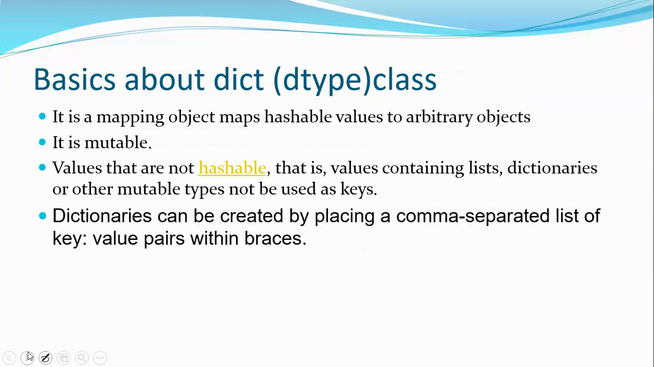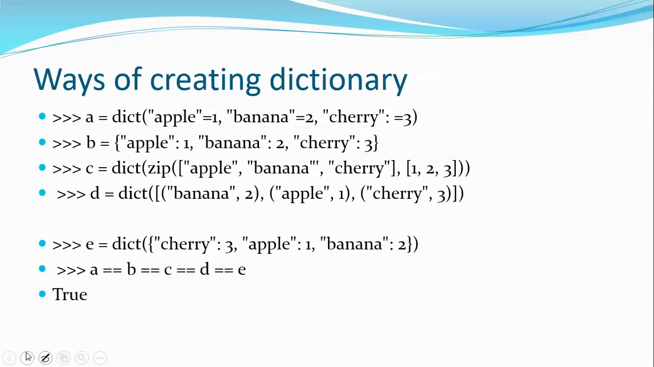A dictionary can be created by placing a comma separated list of key value pairs within braces. That is what we discussed: key value pairs separated by commas inside curly braces. So, ways of creating a dictionary. This slide is most important. Now I can create a dictionary by saying A is equal to dict of apple equal to 1, comma banana equal to 2, and cherry equal to 3. Sorry, there is a mistake here. Here the colon will not come. So cherry equal to 3. I can say it like this.